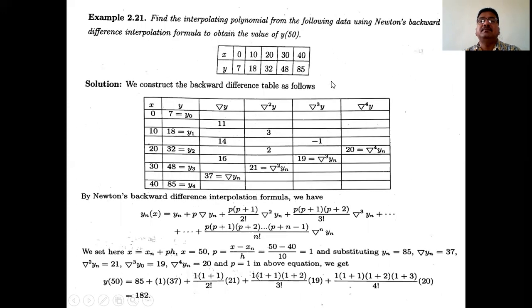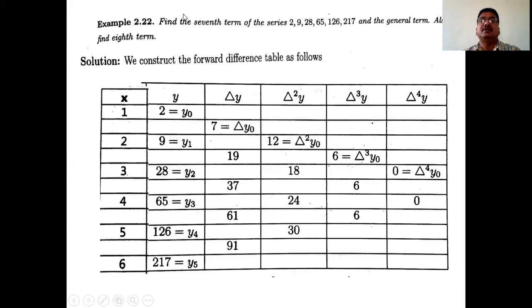This is the problem of series. So here we are given the series 2, 9, 28, 65, 126 and 217. That is, we are given how many terms? 1, 2, 3, 4, 5, 6 terms. And the question is what? Find the 7th term or find the 8th term. So this is the question in example 2.22.